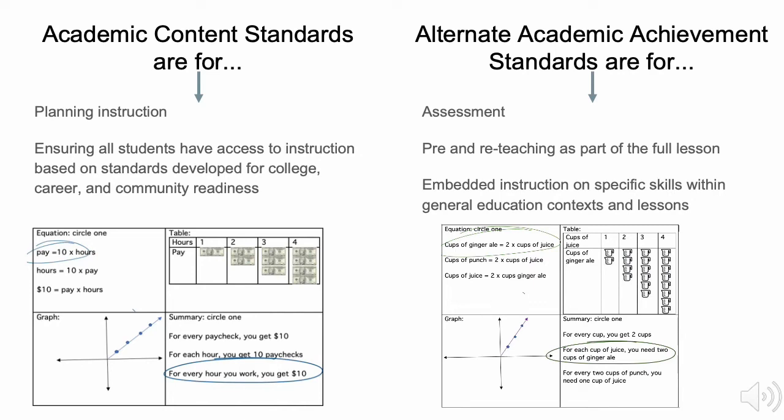The top right quadrant is titled Table. There is a table with two rows and five columns. The row headers are hours and pay.